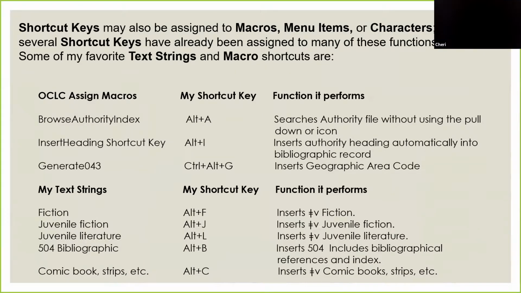Shortcut keys can also be assigned to macros already in OCLC. Some of my favorite macros that I've assigned shortcut keys are the Browse Authority Index, which allows you to search the authority file without typing a search. For this macro, you just need to place your cursor in the field in your bibliographic record that you want to search. For example, if you're searching a personal name, place your cursor in the line with the name you're searching using the shortcut key Alt plus A.